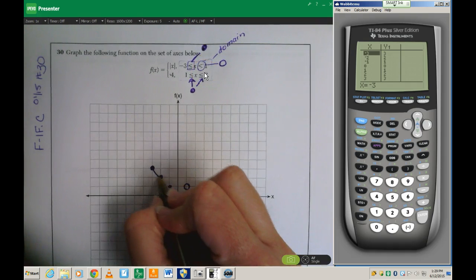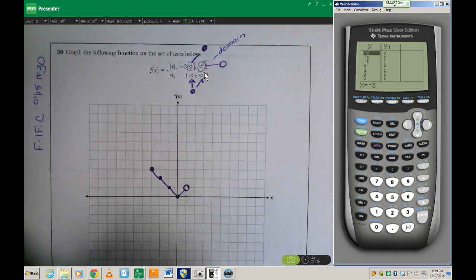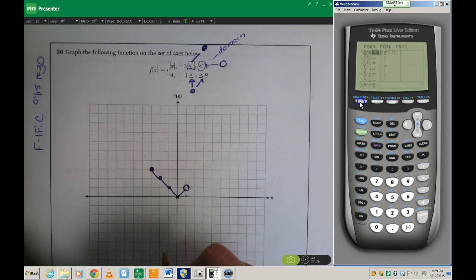Now I connect these dots, and I stop. Now it says my next one's going to be at 4, so I can go right to here, clear this out, put in 4, go to second table, and see all I get are 4s, all the way up.